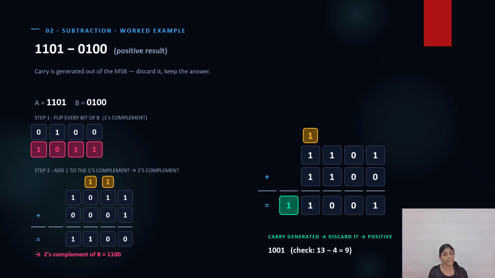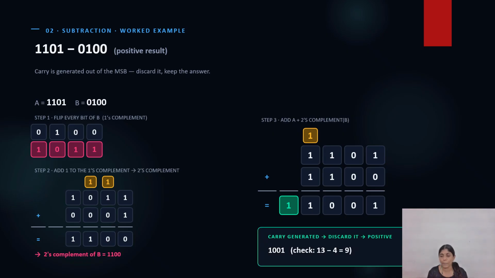What is the third step? This 2's complement should be added with A. Step 3, add A plus the 2's complement. So what is your A? 1101. Check there, the first row is 1101. What is the second row? The 2's complement of B, which is 1100. While adding, what result did you get? 1 plus 0 is 1. 0 plus 0 is 0. 1 plus 1 is 1, 0: sum is 0, carry is 1. Then 1 plus 1 is 1, 0, plus 1 is 1, 1: sum is 0, carry is 1.